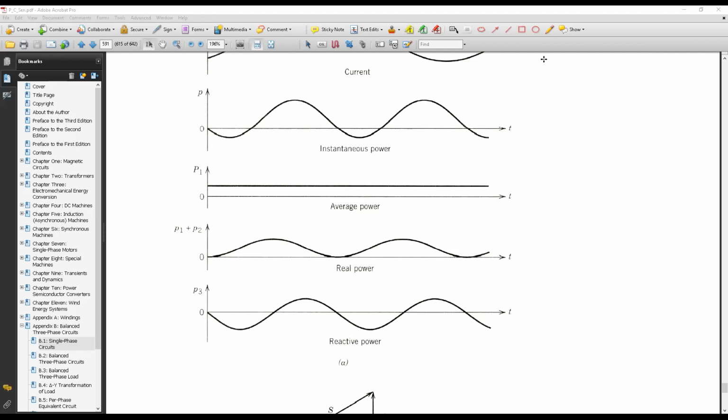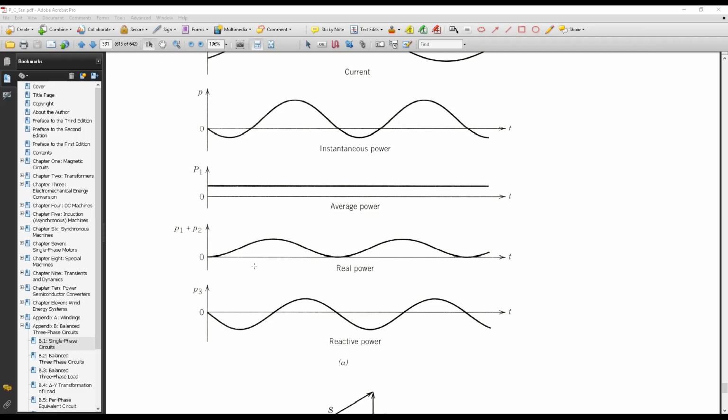The average power, P1. The average is not 0. Someone said the average is 0. The average of this waveform is P1 plus P2. When can we say the average is 0? The average is 0 if the positive and negative half cycles are similar. In that case, we can say the average is 0.